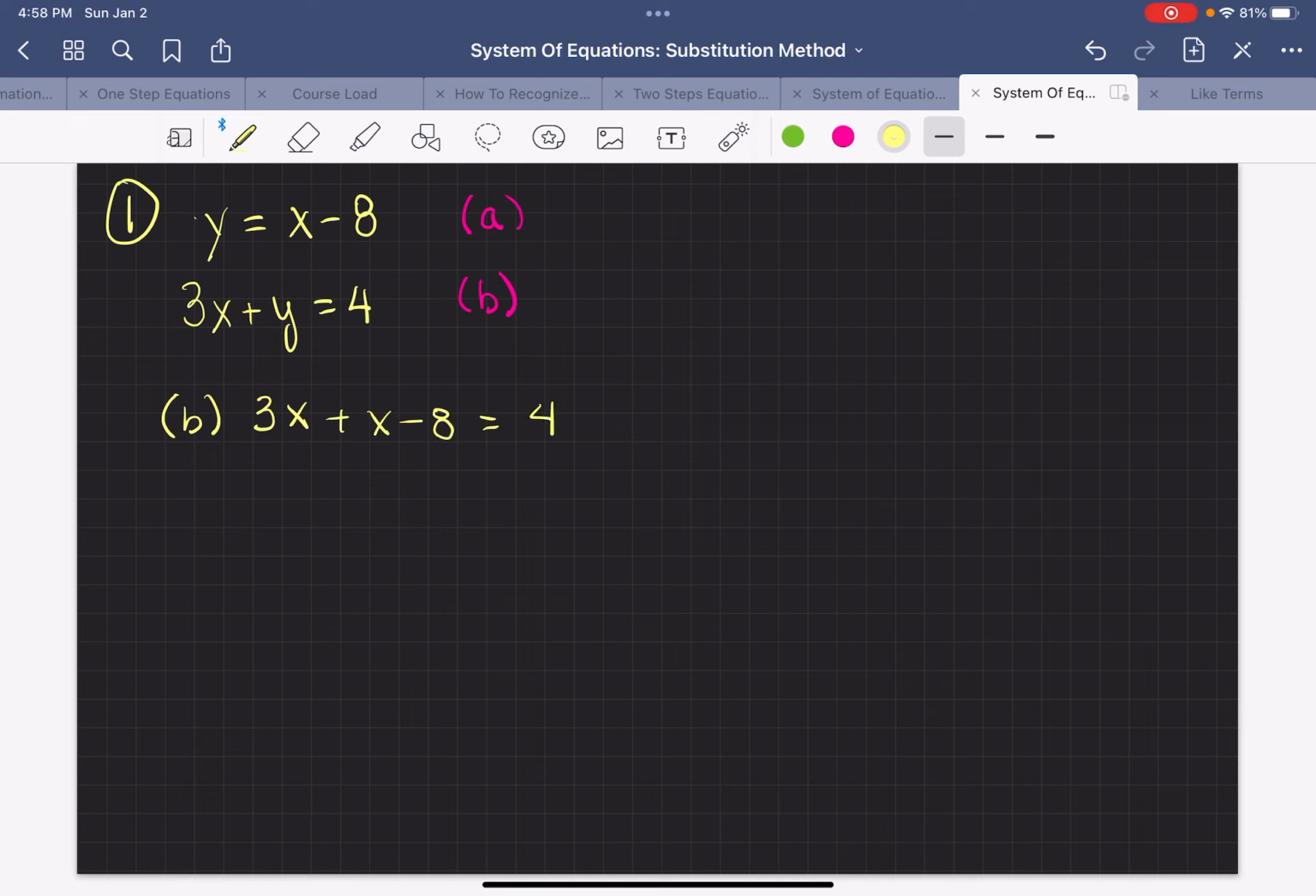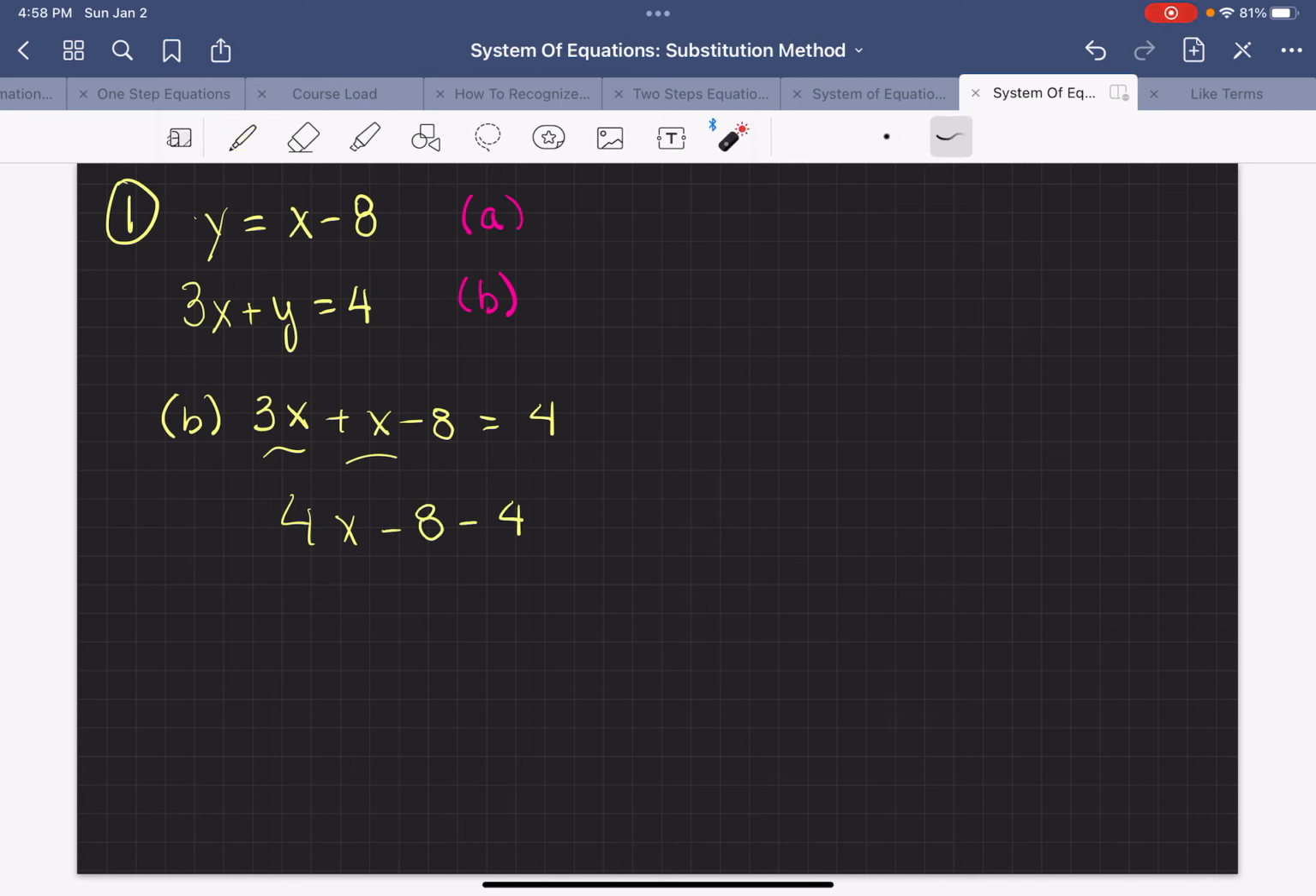So now I have one equation with only one variable, which I can solve for that variable, for x in this case. But before I start doing anything, I see that I have two like terms here, so I'm going to combine them. 3x plus x plus 1x, that's 4x. So 4x minus 8 equals 4.